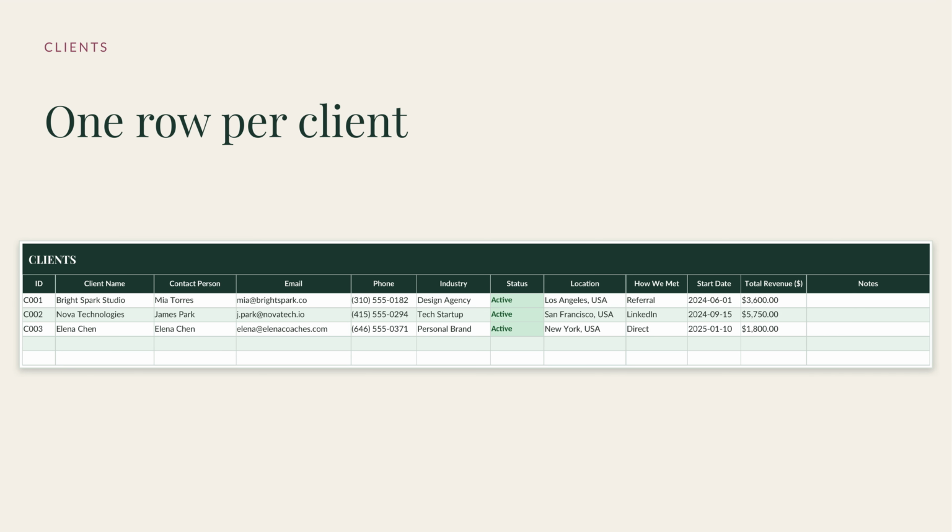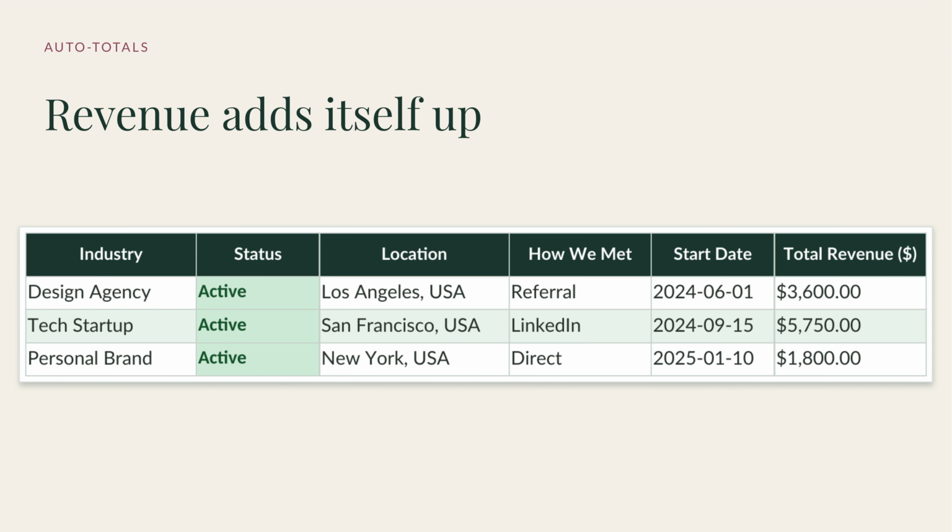In the Clients tab, create one row for each client. Fill in the basics: their name, contact details, and status. Leave the total revenue column empty. The tracker will calculate this automatically based on your paid invoices. Your revenue figures update automatically. By using drop-downs for client status, the dashboard can accurately count your active versus prospective work, while the total revenue column stays updated as soon as you record a paid invoice.